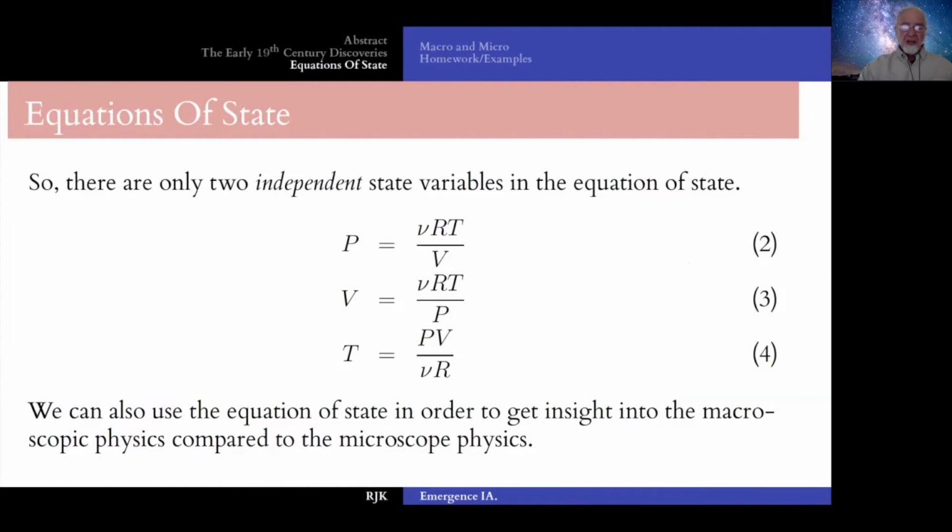Typically, most physicists will talk about pressure and volume, and determine temperature from the pressure and volume. So we can use the equation of state in order to get some insight into the macroscopic physics and compare it to microscopic physics.